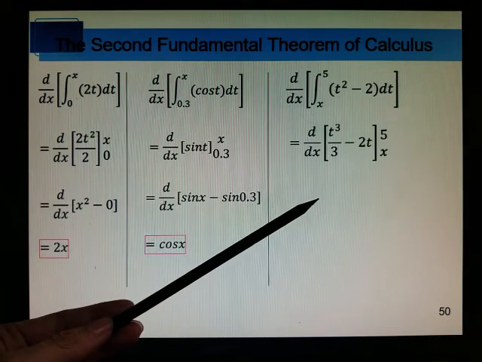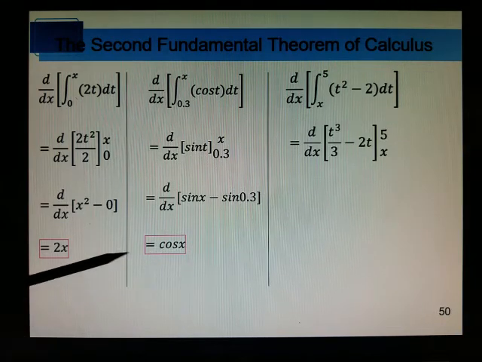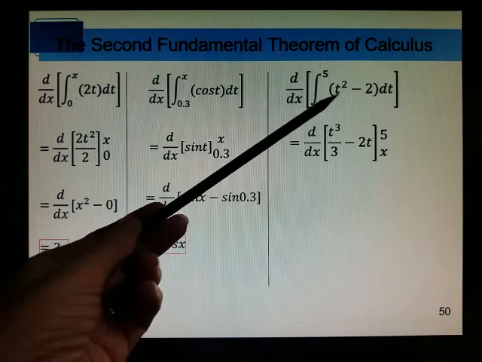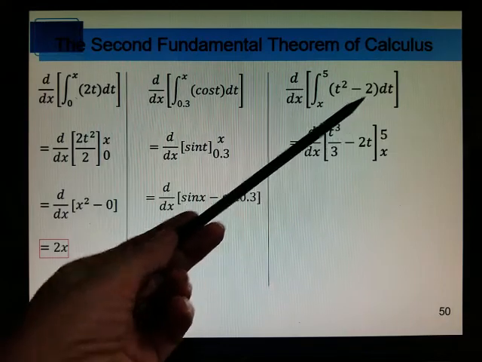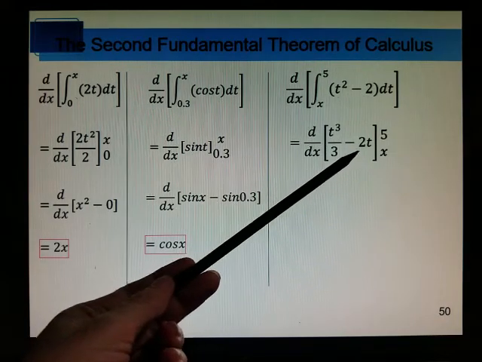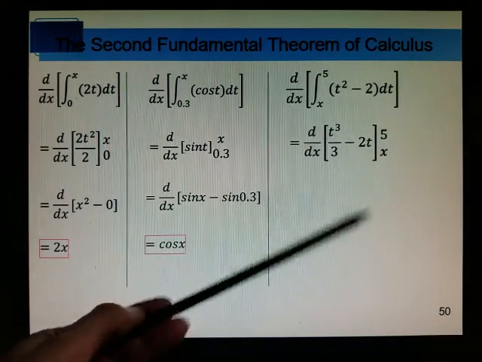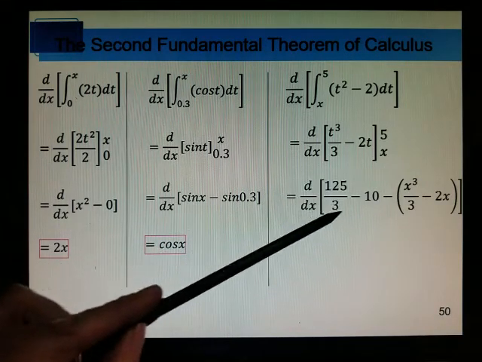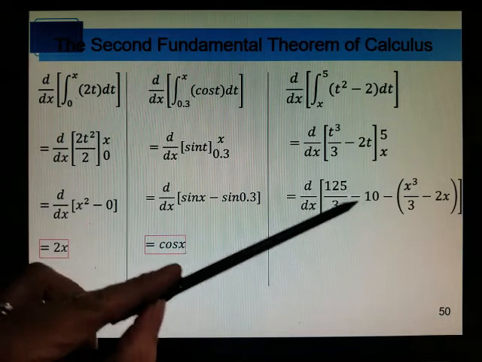So we're going to go to the next one. I'm going to integrate. Okay, remember, be thinking about this pattern, and let's see if we end up with the same answer. I add 1, divide by the new exponent, add 1, divide by the new exponent of 1, plug in the 5, and then minus plug in the x. Now I'm supposed to take the derivative of this. See, the derivative of this function, 0. The derivative of 10 is 0.